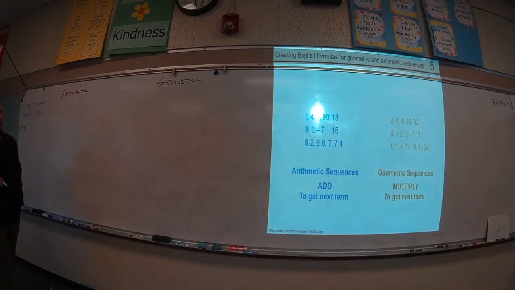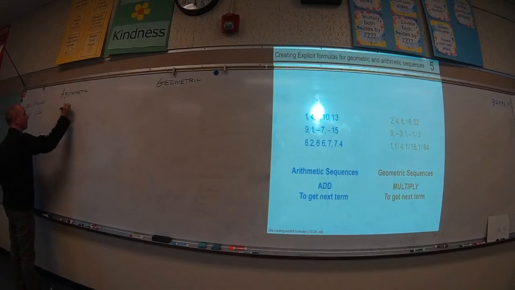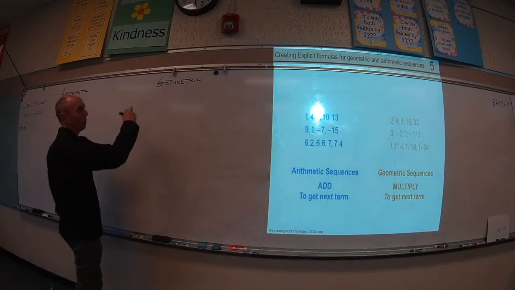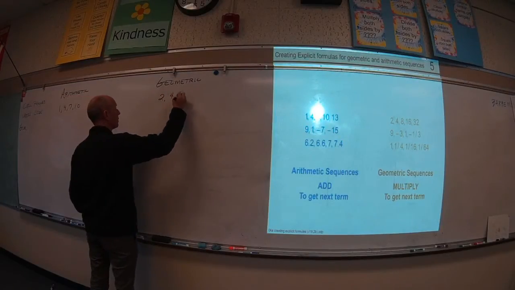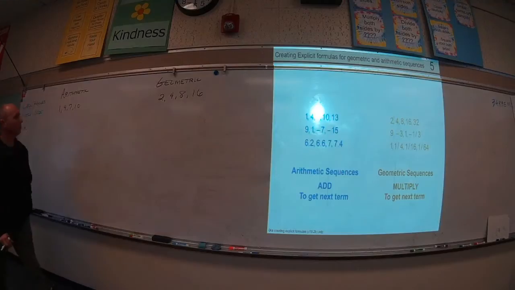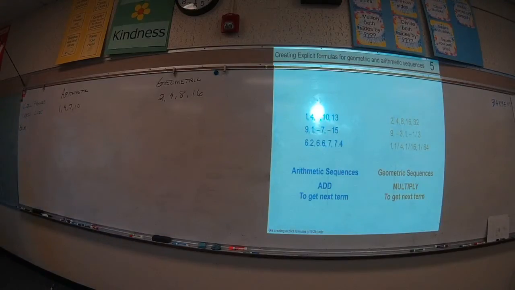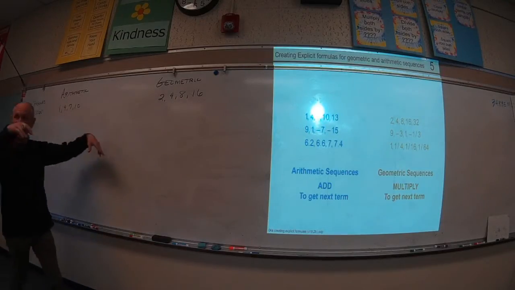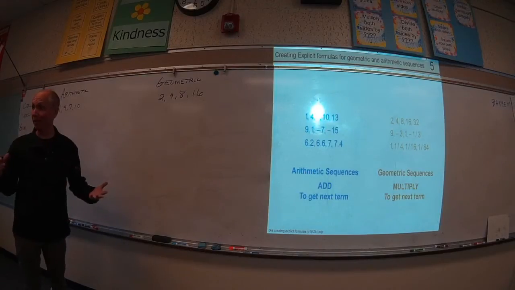So here's a simple arithmetic: 1, 4, 7, 10. And a simple geometric: 2, 4, 8, 16. We're going to create the function for both of these. I want something that when I plug in a 1, out comes a 1. When I plug in a 2, out comes a 4. I plug in a 3, out comes a 7. I plug in a 4, out comes a 10. I plug in a 108, out comes whatever it is, right?